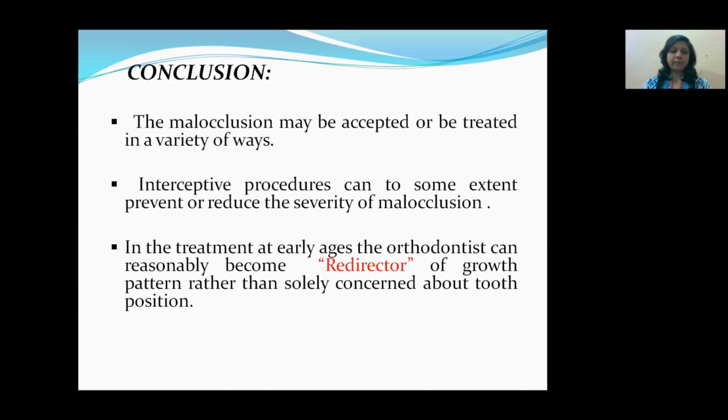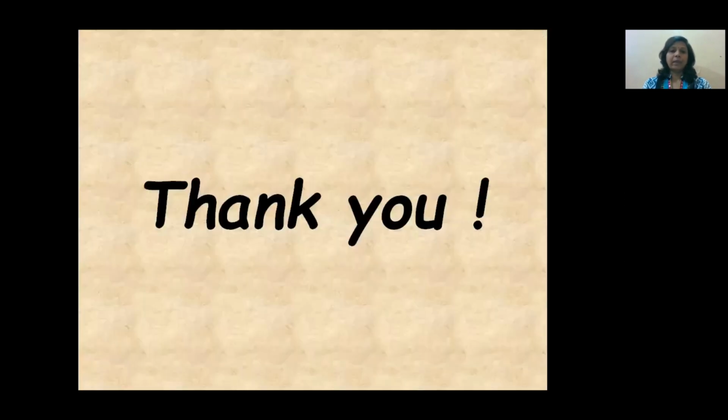Hence, in conclusion, we can state that malocclusion may be accepted or be treated in a variety of ways. Interceptive procedures can to some extent prevent or reduce the severity of malocclusion. In treatment at early ages, the orthodontist can reasonably become a redirector of growth pattern rather than solely concerned about the tooth position. Thank you.